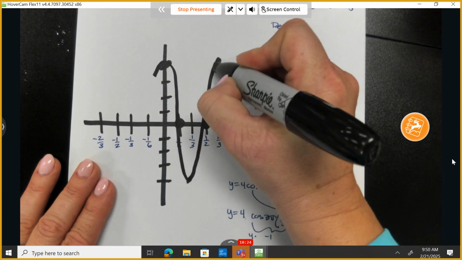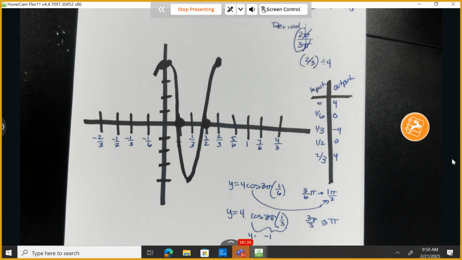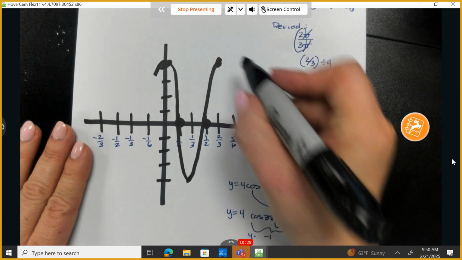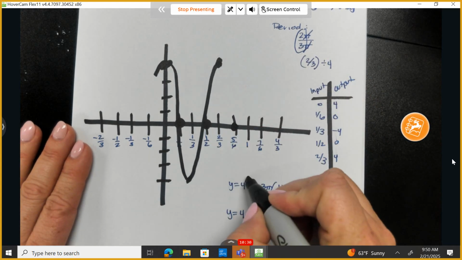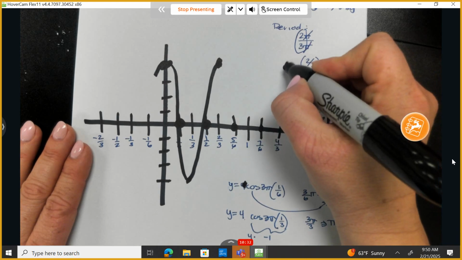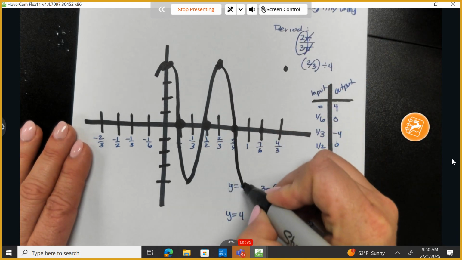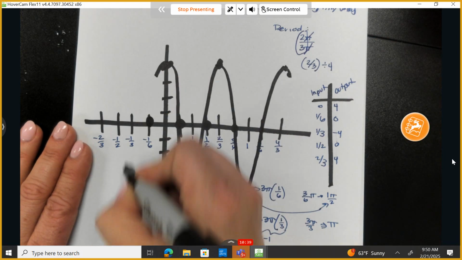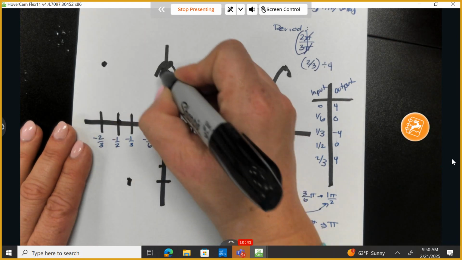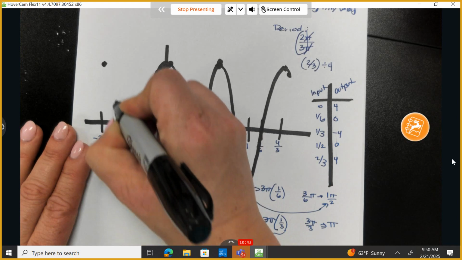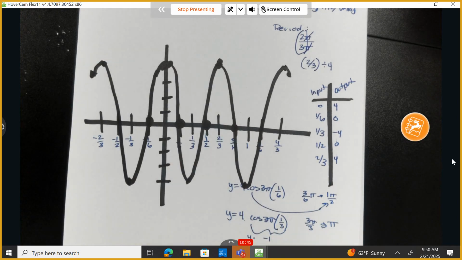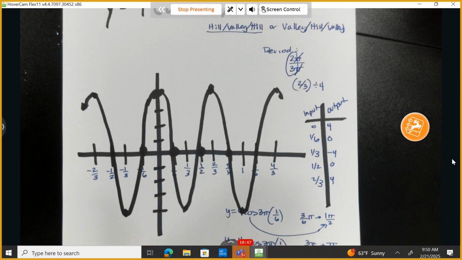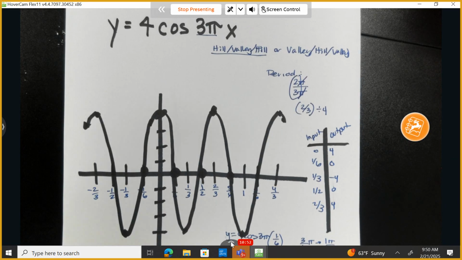Remember, don't make it too sharp. And now we have to consider that pattern as we continue to go to the right for a second. So then it's going to go middle, low, middle, high, and off here to the opposite side. All right, this is an example of graphing y equals 4 cosine of 3 pi x.